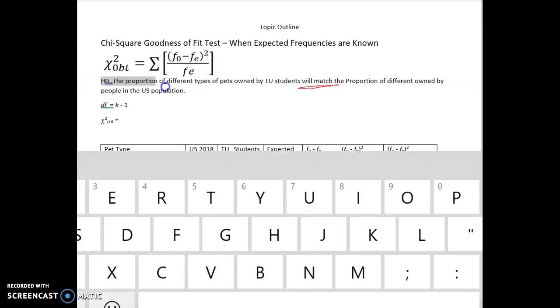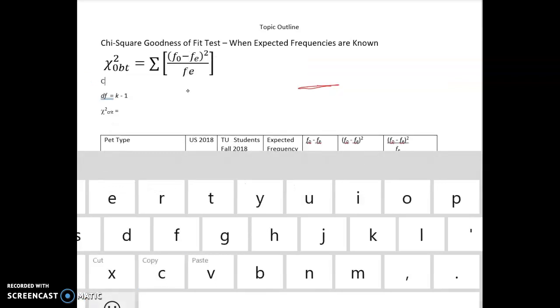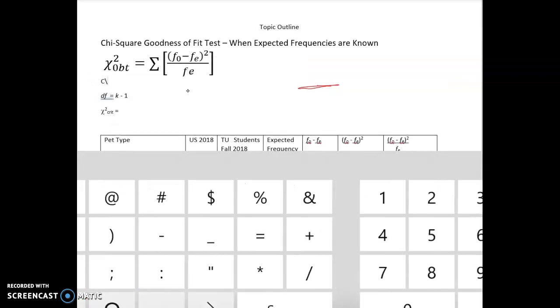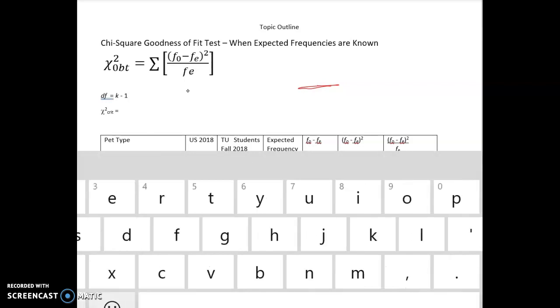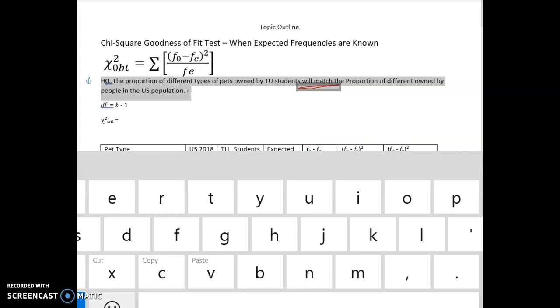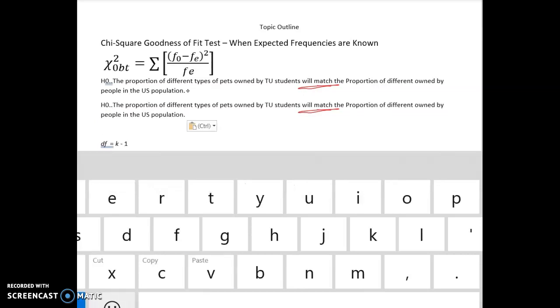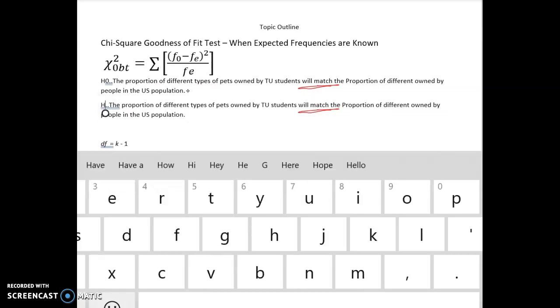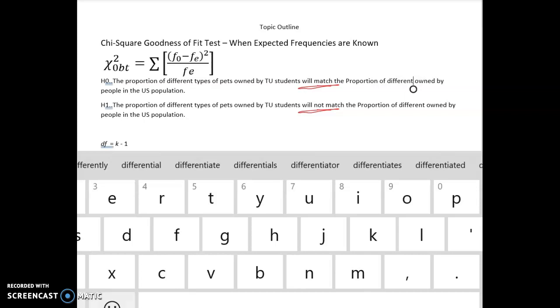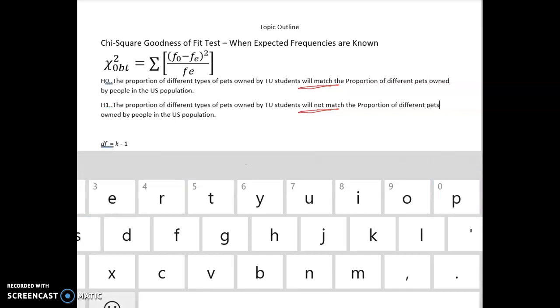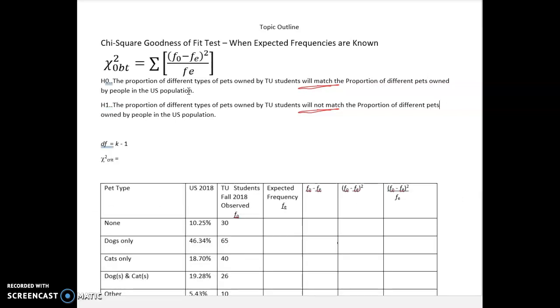Okay, we're going to copy that. Control C. I'm going to copy that, and then we're going to change that to our alternative hypothesis. And in this case, we're just going to add in the word not, will not match the proportion of different pets owned. I should put the word pets in here and here. Okay, so that is our null and our alternative hypothesis.